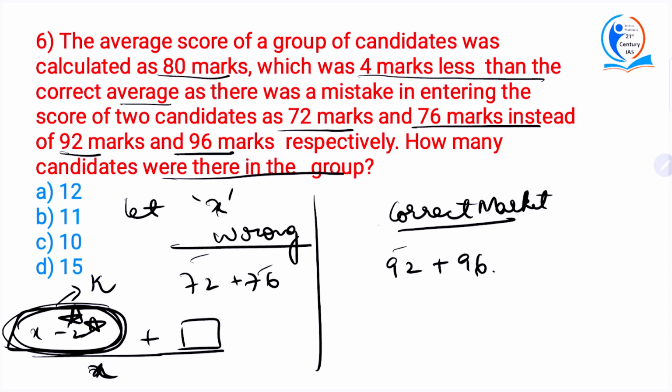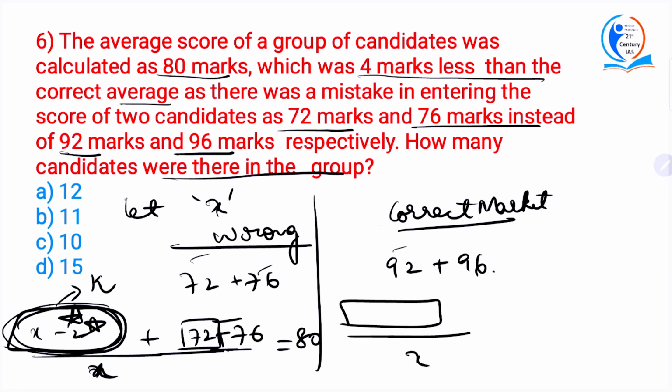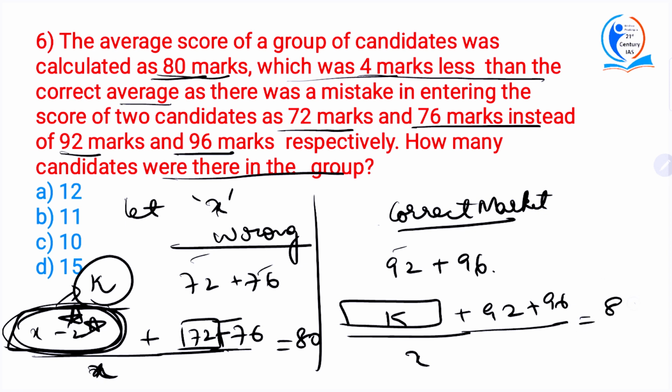Okay. Now, what are the wrong marks? 72 plus 76. What is the average? It is 80. And here also by X, and this X minus 2 candidates' marks, no? The summation we assumed to be K, right? It is plus 92 plus 96. So 80 is 4 marks less than some number, which means the correct number is 84.